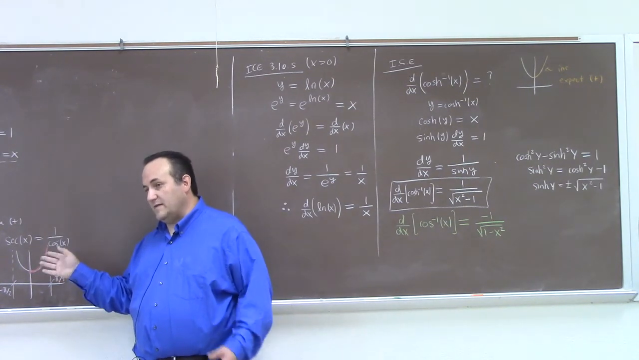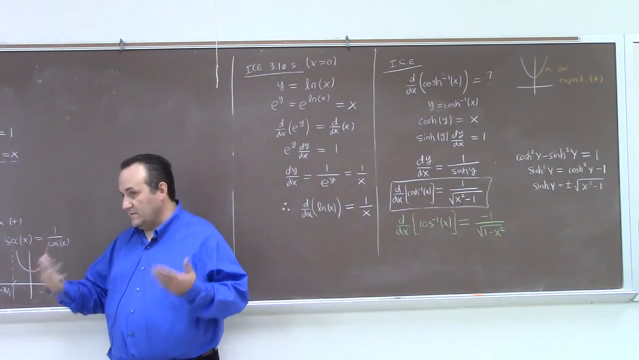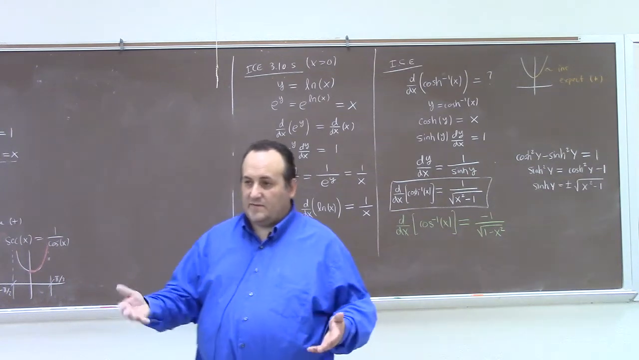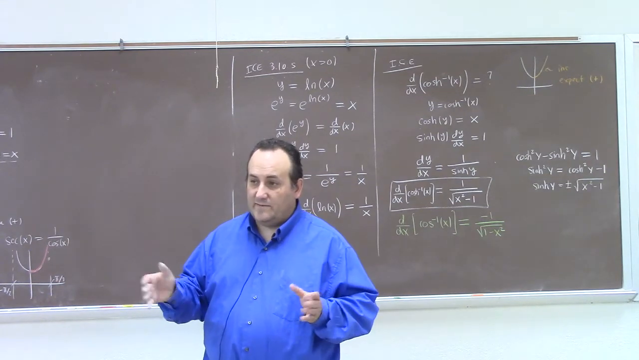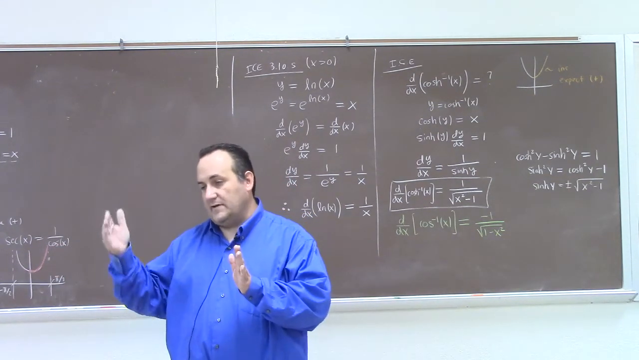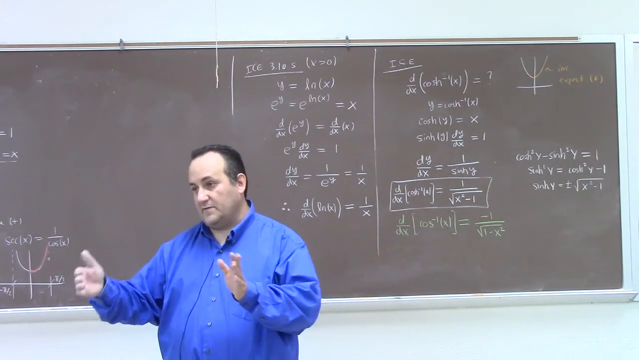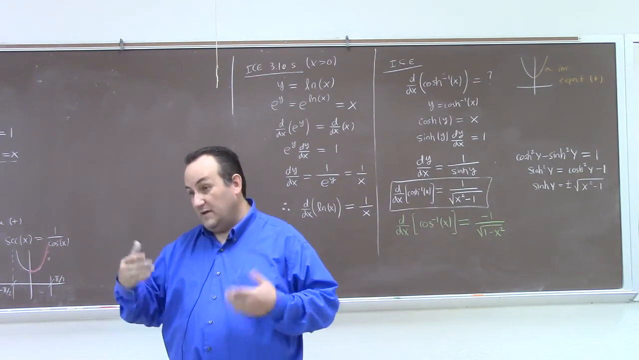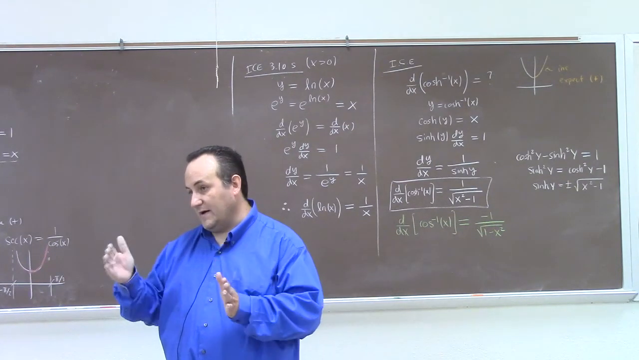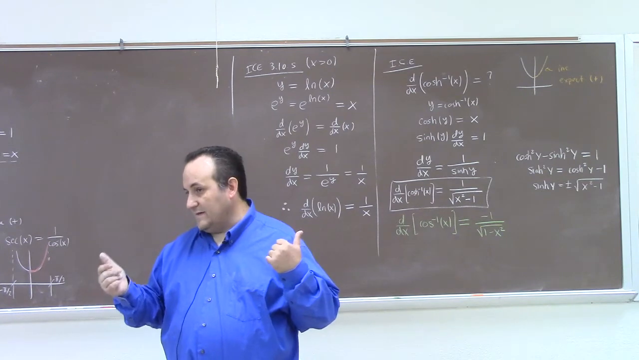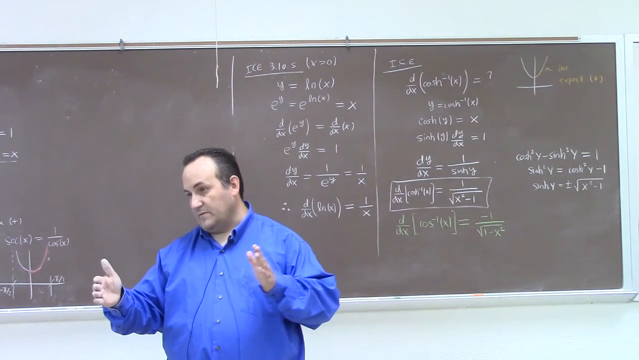Since secant's periodic, the inverse function has to be defined for a restriction. You can't define the inverse for the whole thing because you violate the horizontal line rule. All of these inverse functions are inverses for the function restricted to a particular interval. Inverse sine is not the inverse for the whole of sine, it's the inverse for sine restricted to minus pi over 2 to pi over 2. Inverse tangent is the inverse for tangent restricted to minus pi over 2 to pi over 2. Inverse cosine is the inverse for cosine restricted to 0 to pi. Inverse hyperbolic cosine is not the inverse for the hyperbolic cosine on the whole of the reals, it's the inverse for the hyperbolic cosine from 0 to infinity.